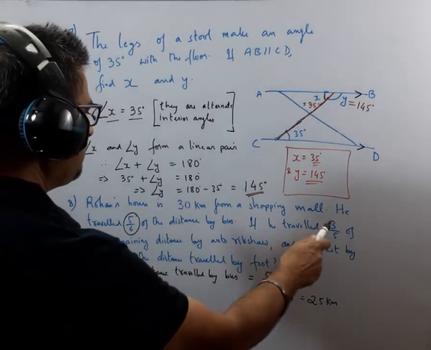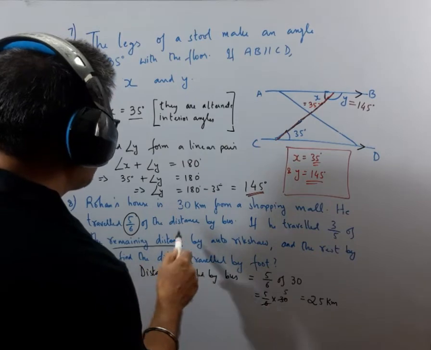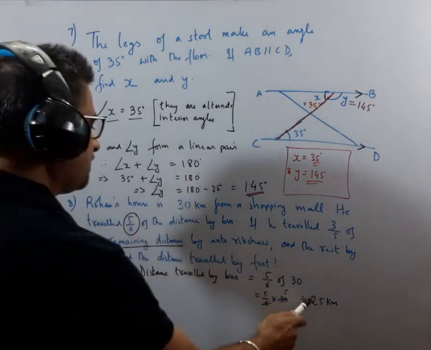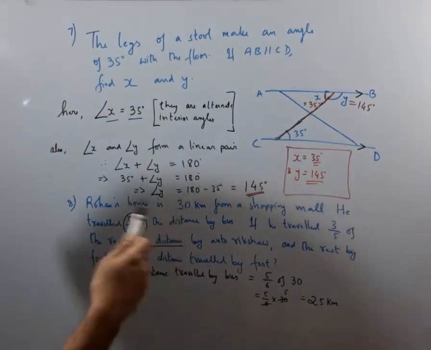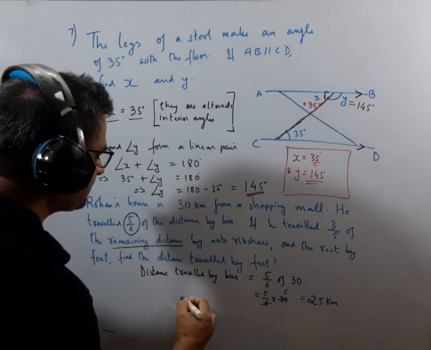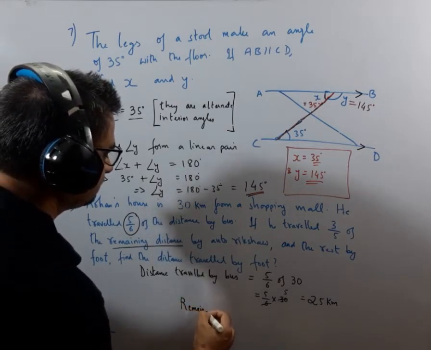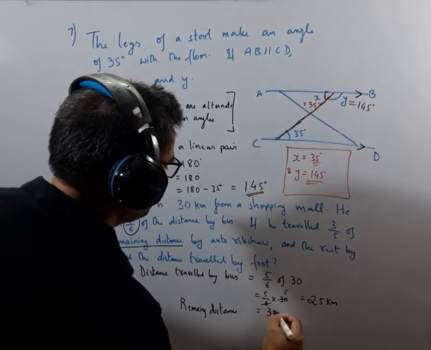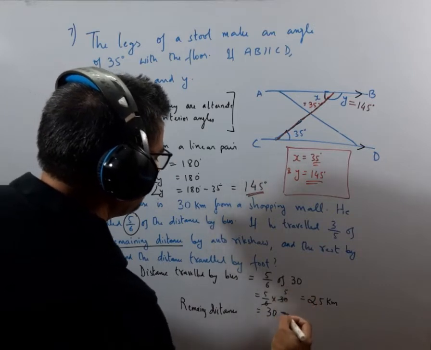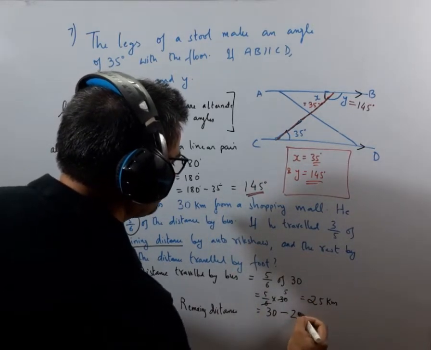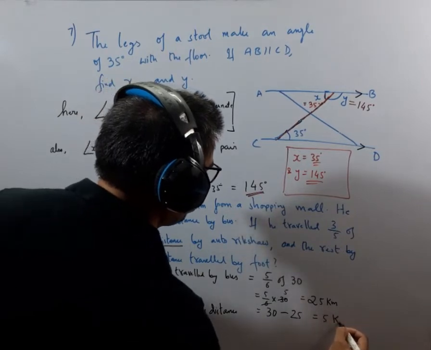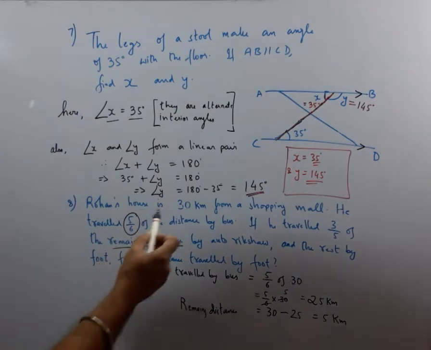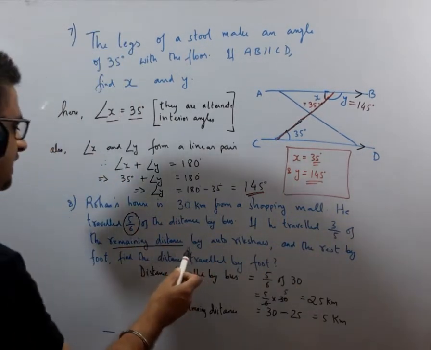Now read the next line. If he traveled 3/5 of the remaining distance, so the first thing that we have to figure out is the remaining distance. He has already traveled 25 out of 30. So how much is the remaining distance? The remaining distance is equal to 30, that was the total, minus whatever he traveled by bus, 25, and that is equal to 5 kilometers. 5 kilometers is the remaining distance. Now he travels 3/5 of that by auto.